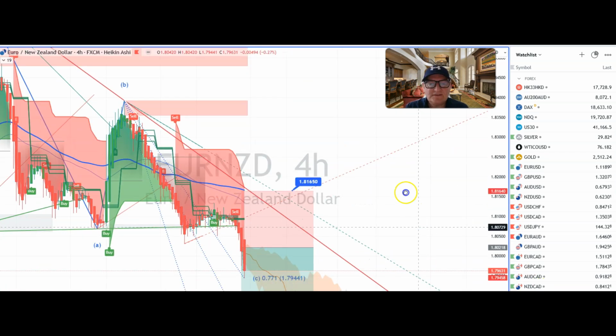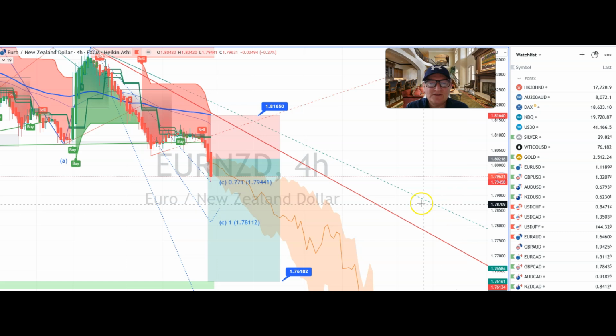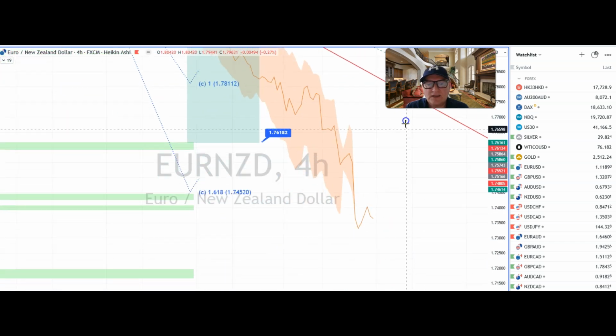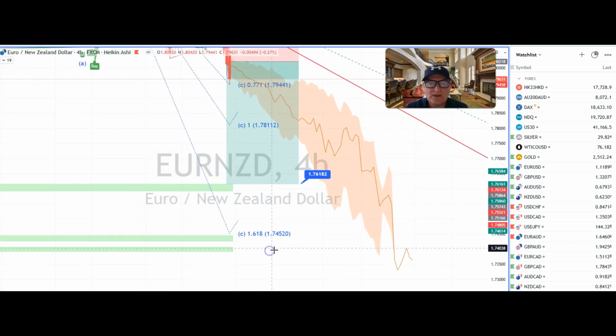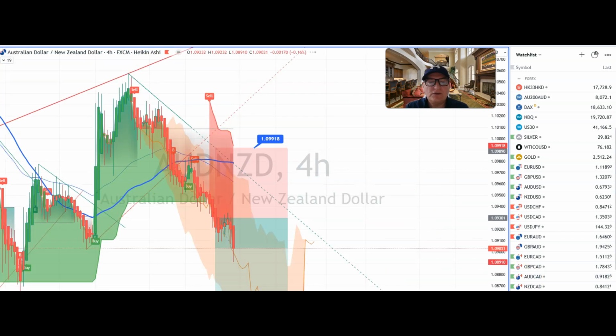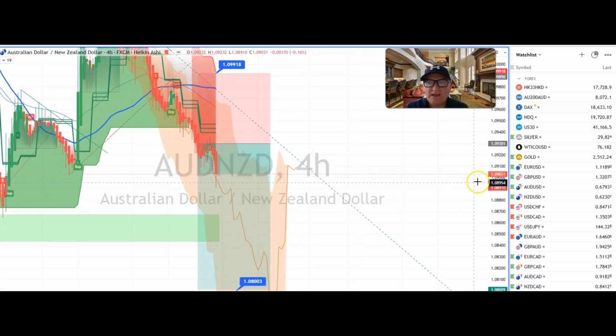Euro New Zealand, another fresh signal. Enjoy the ride. 181.65 is your stop. 176.18. I do not have a target because it's going down to 174.52 and beyond. Aussie New Zealand, another fresh trade.